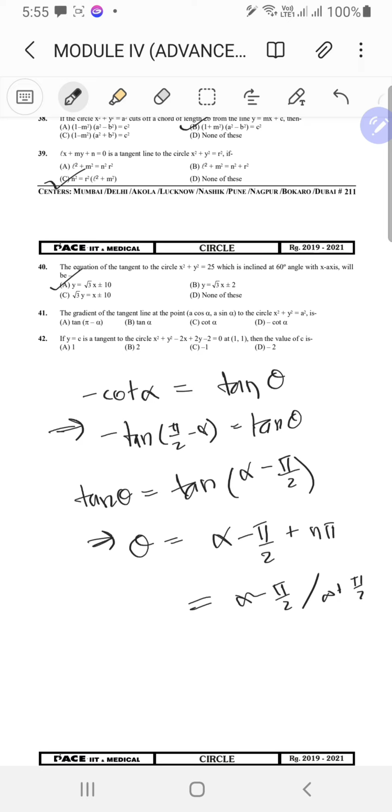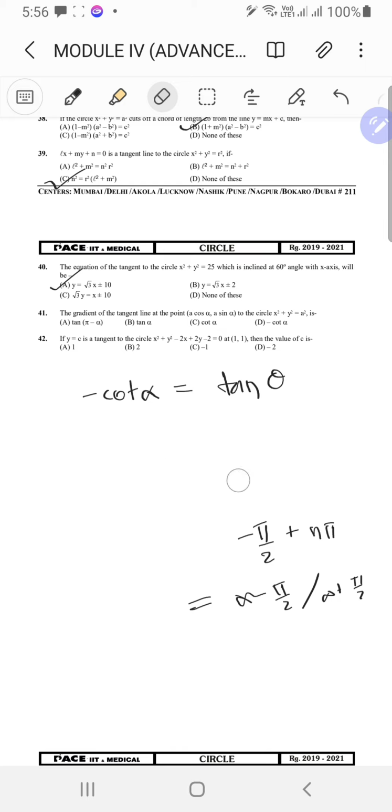We were not supposed to find the value of theta. We were just supposed to find the value of the slope, the tan theta, right? And we know the value is negative cot alpha. Fine, so there it is, negative cot alpha.